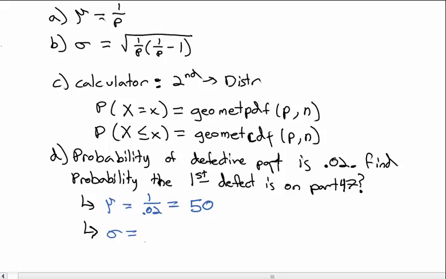Standard deviation, sigma, is the square root of 1 over 0.02 times 1 over 0.02 minus 1. And we can just type that directly in our calculator. 1 divided by 0.02, open a parentheses, 1 divided by 0.02 minus 1, and close the parentheses. And we get 49.5, really. So it's quite the deviation.